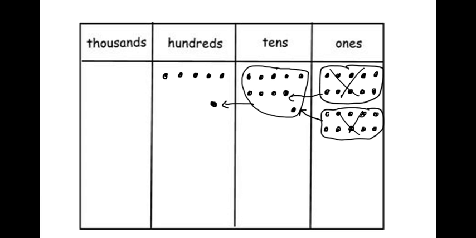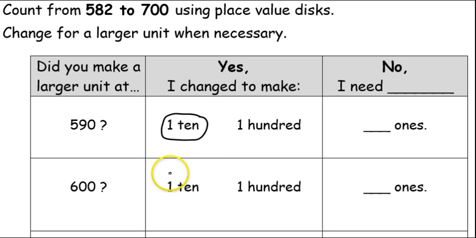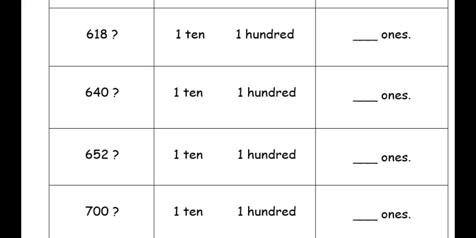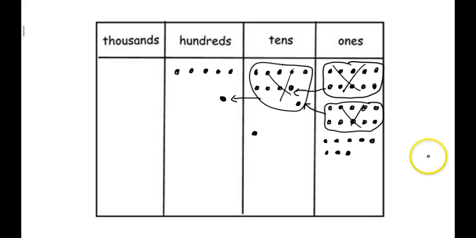And if you remember, the last number I said when I counted was 600, and you can see I have 6 discs in my hundreds place and no discs in my tens or ones place. So in that case, when I reached the 600, I changed 10 ones into 1 ten, and I also changed 10 tens into 100. So I did 2 changes when I reached my 600. Now we'll keep going on the place value chart and show what happens when we reach the number 618, 640, 652, or 700.